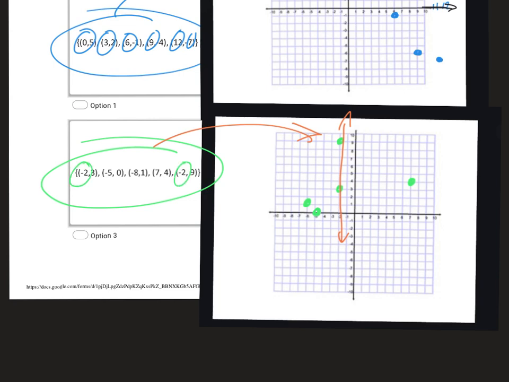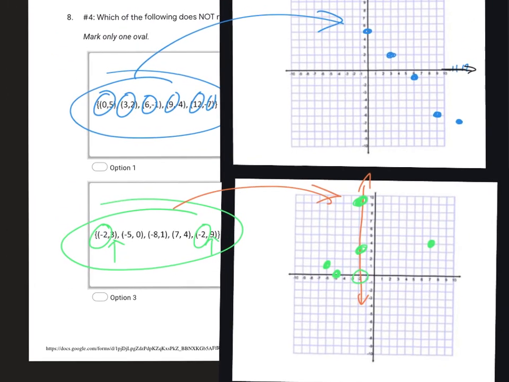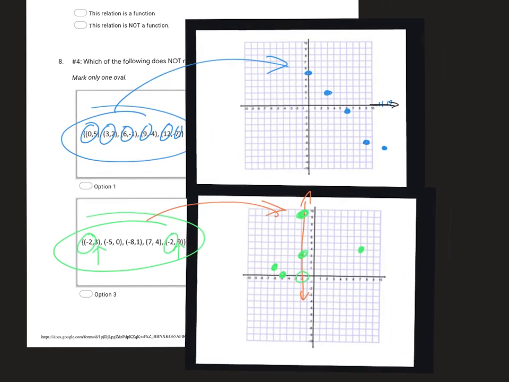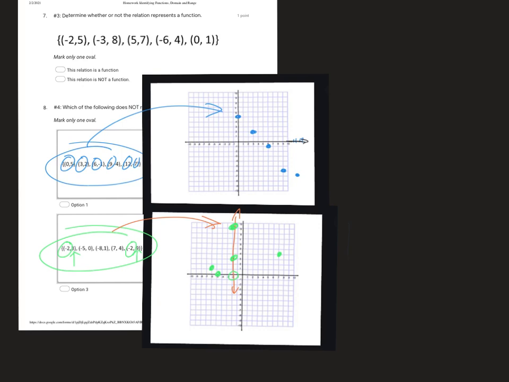They both have a -2, but they have different y values. So what that means is going to happen to the graph is that you're going to have 2 coordinates that are stacked on top of each other because they have the same x coordinate, but they have 2 different y coordinates, which means they're going to be stacked on top of each other, which means they'll fail the vertical line test.